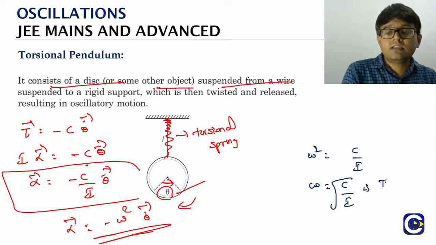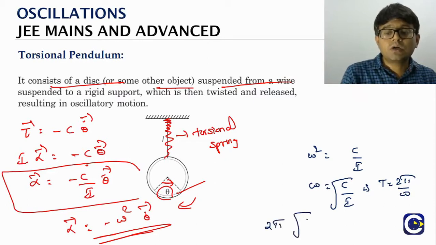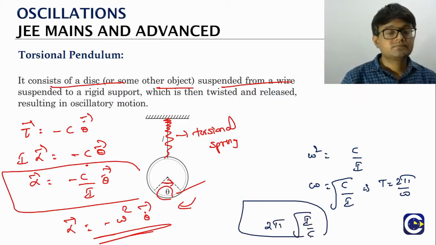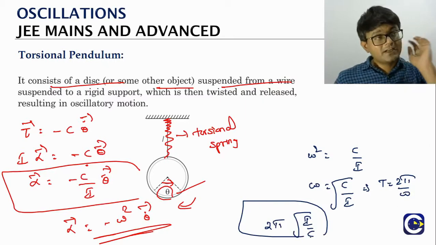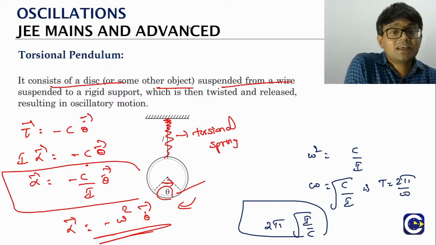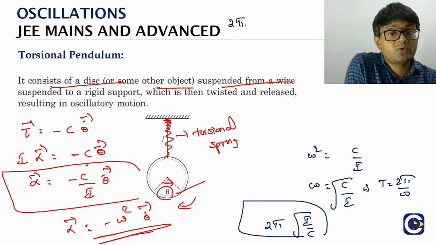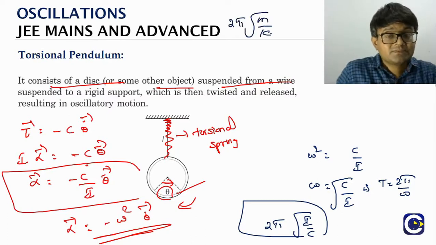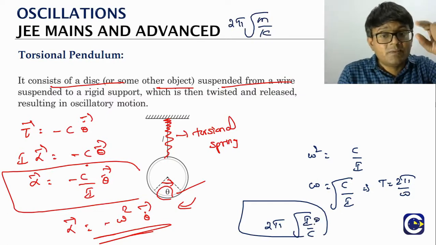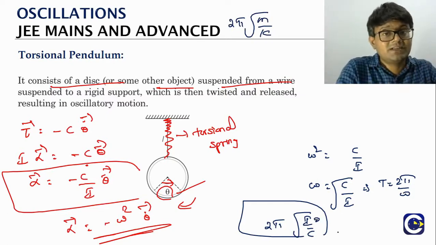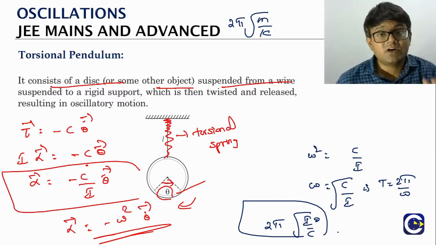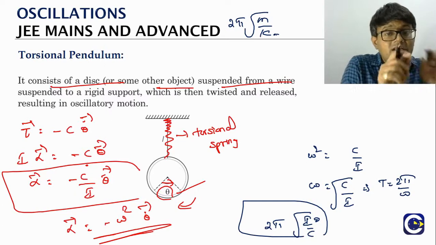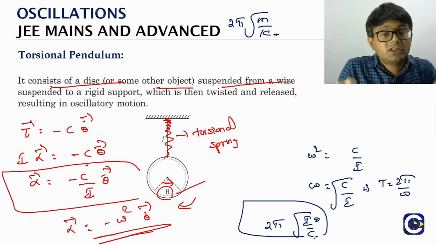Thereby T is equal to 2 pi by omega, which means 2 pi root of I by c. See, there is an analogous relation here. In the case of the normal spring-mass system, remember the formula for the period: 2 pi root m by k. The analogue of mass here is the moment of inertia. Remember, in translational motion, inertia is quantified by mass; in rotational motion, inertia is quantified by moment of inertia. There we have the linear spring constant; here we have the torsional spring constant.